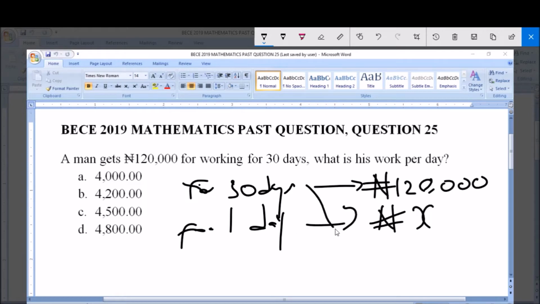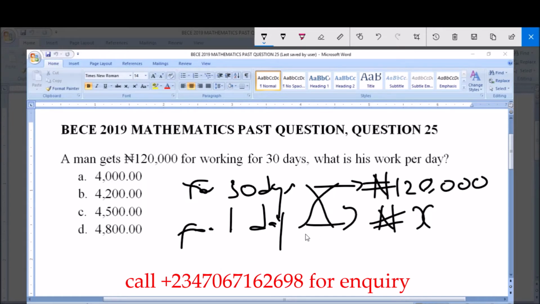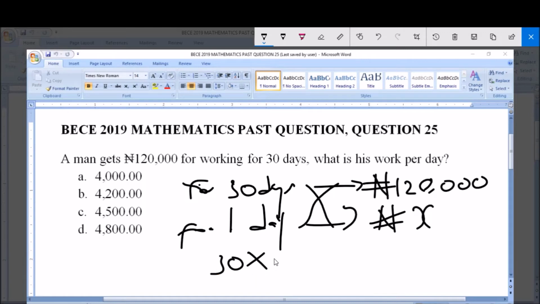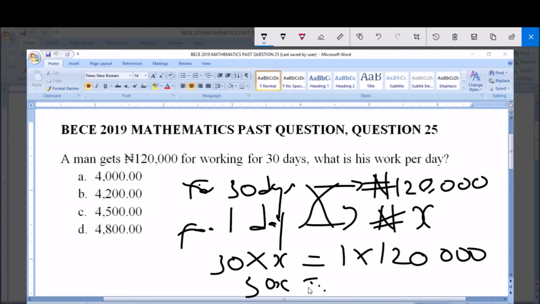Now we cross multiply. So what are we having here? We'll have that 30 will multiply X, and 1 will multiply 120,000. So from this cross multiplication, you have that 30 multiplied by X is equal to 1 multiplied by 120,000. And 30 multiplied by X will give us 30X is equal to 1 multiplied by 120,000, which will give us 120,000.